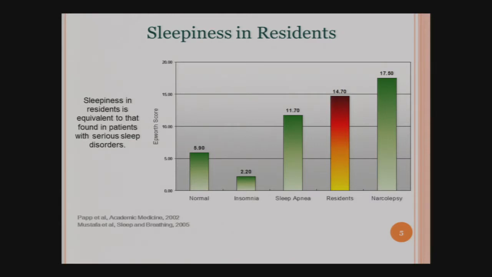All right, so some data on why we're talking about this topic in general. This is a chart that looked at how sleepy residents are. On the y-axis is Epworth score, and I'll talk about this in a second. And on the x-axis is different populations. They looked at the Epworth score in normal individuals, insomnia patients, sleep apnea patients, residents, and narcolepsy patients.